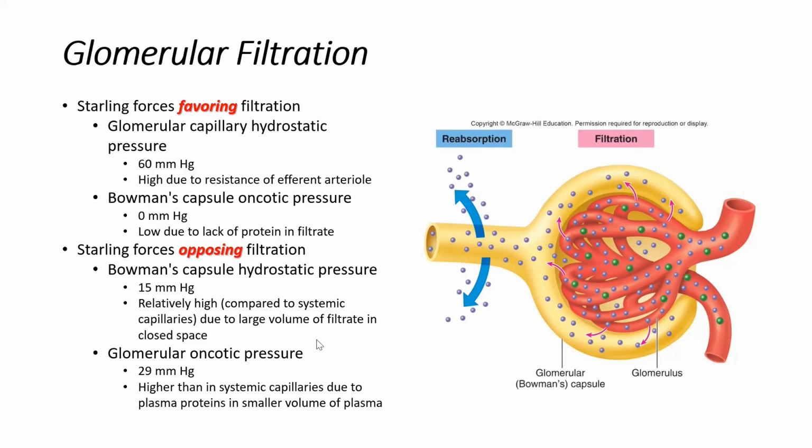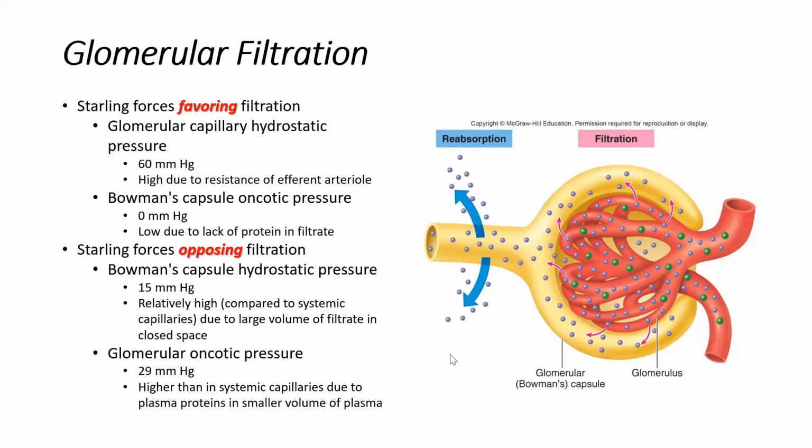And then getting on to our opposing forces. Just to recap here, these two forces we just described favor filtration, that strong glomerular capillary hydrostatic pressure and that weaker, or zero, excuse me, Bowman's capsule oncotic pressure. So those forces favor filtration, in other words, the movement of fluid from the capillary over into the Bowman's capsule. The forces that oppose filtration are going to be the other two remaining forces.